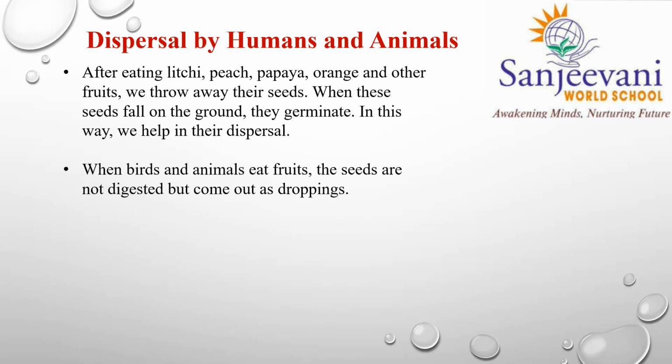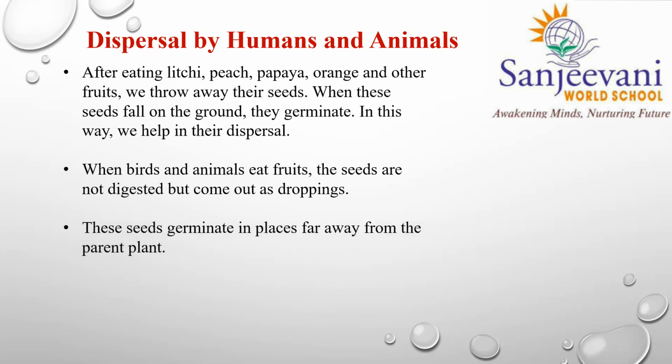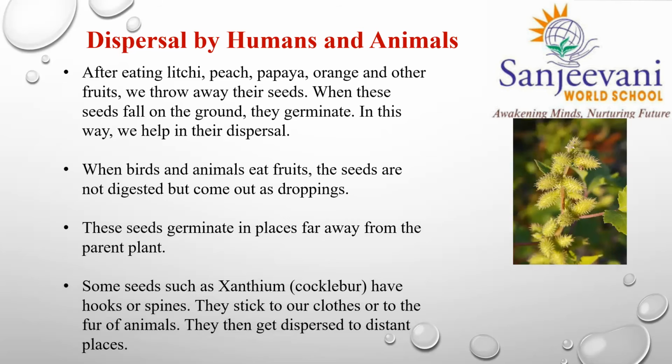When birds and animals eat fruits, children, the seeds are not digested but come out as droppings. So these seeds germinate in places far away from the parent plant. You can see over here an image of some seeds such as xanthium, also called cocklebur, which have hooks or spines. They stick to our clothes or to the fur of animals and then get dispersed to distant places. So this is how seeds are dispersed by humans and animals.